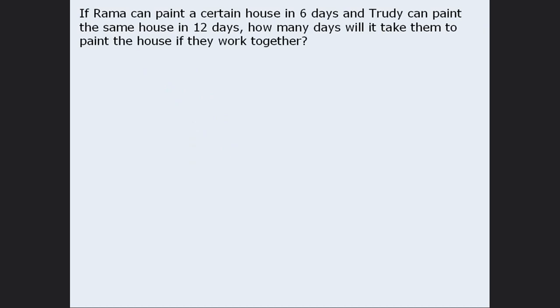Okay, now let's try another question. Here we are told that it takes Rama 6 days to paint a certain house, and it takes Trudy 12 days to paint the same house. We want to determine how many days it will take them to paint the house if they work together. To begin, let's determine the output rate for each person.